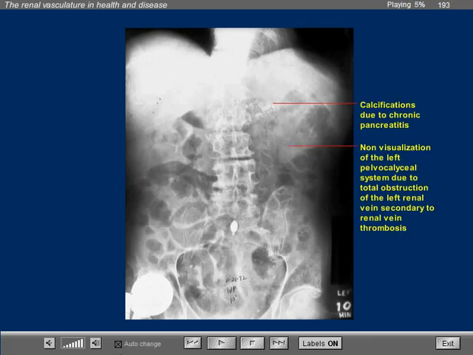In this patient with chronic pancreatitis, we can see extensive calcification of the pancreas and non-visualization of the left pelvocalyceal system. And the non-visualization was the consequence of obstruction of the left renal vein. In this case, a decompensated left renal vein thrombosis.